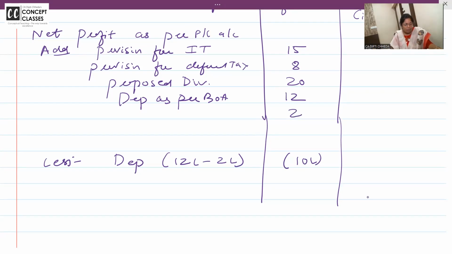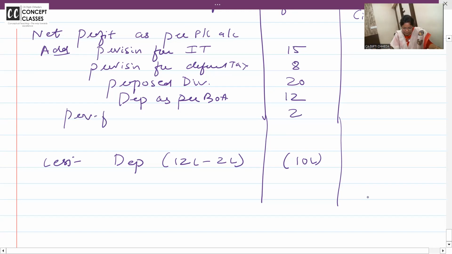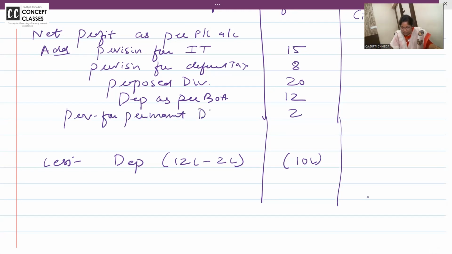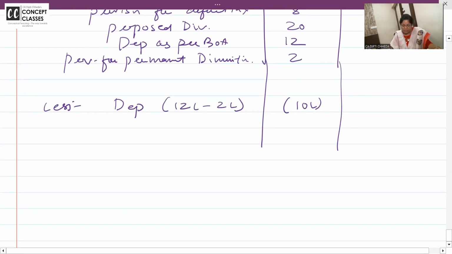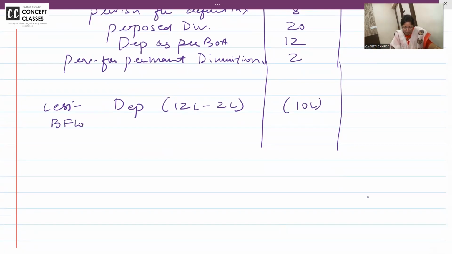And next is provision for permanent diminution. Chalo. Brought forward loss or unabsorbed depreciation. What is the brought forward loss? 12. What is unabsorbed depreciation? 10. Whichever is lower. So 10 is deductible.